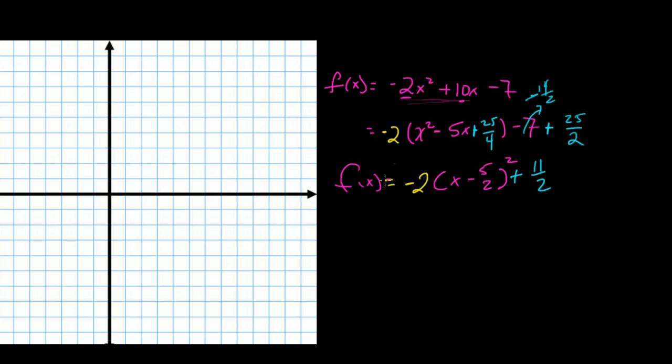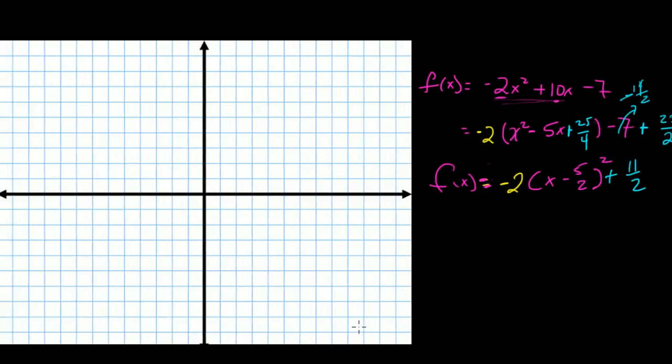So now how do we graph that? Well, my vertex is at 5 halves and 11 halves, so that's going to be, let's see, 5 halves, that's 2.5, so about here. And then I go up 11 halves, that's 5.5. So that'll be somewhere, let's see, 1, 2, 3, 4, 5.5. This is not exact, but it looks like it's somewhere in that neighborhood.